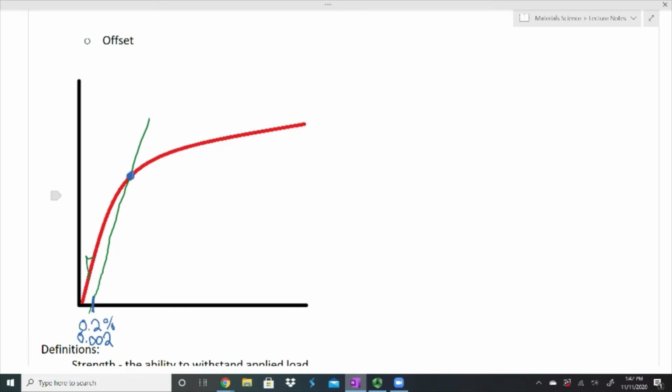We say that this is our yield point with a 0.2% offset. If somebody were to use a 0.1% offset, we could say, all right, this is our yield point with a 0.1% offset, or a 0.5% offset, or a 1% offset. But what it does is it mathematically makes it so that we have some correlation, and we're not just sitting down and picking random arbitrary points.